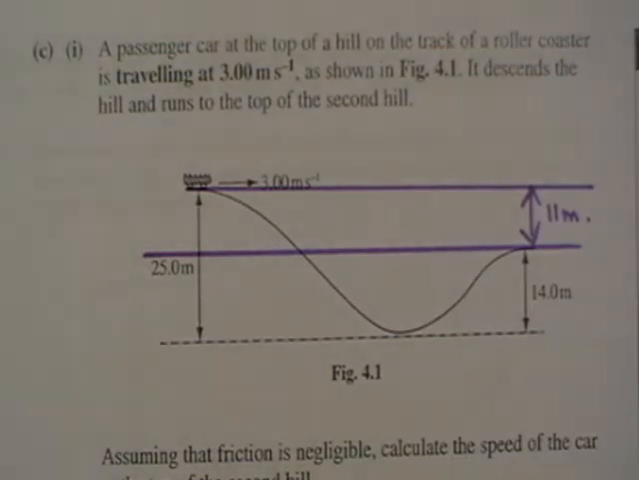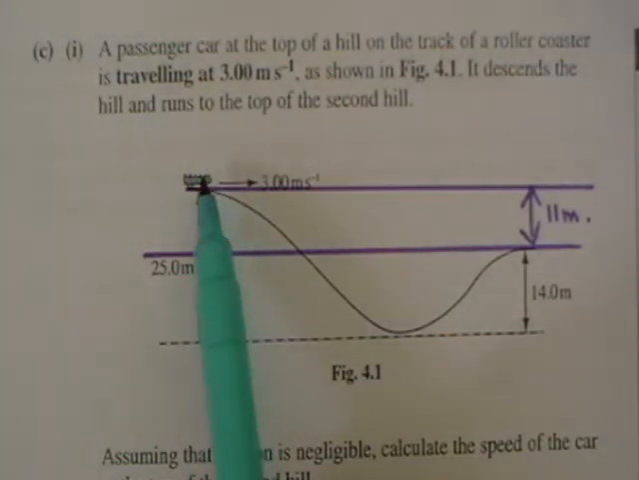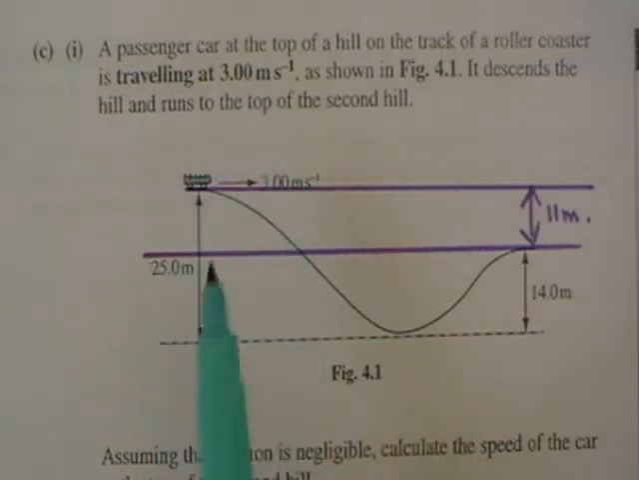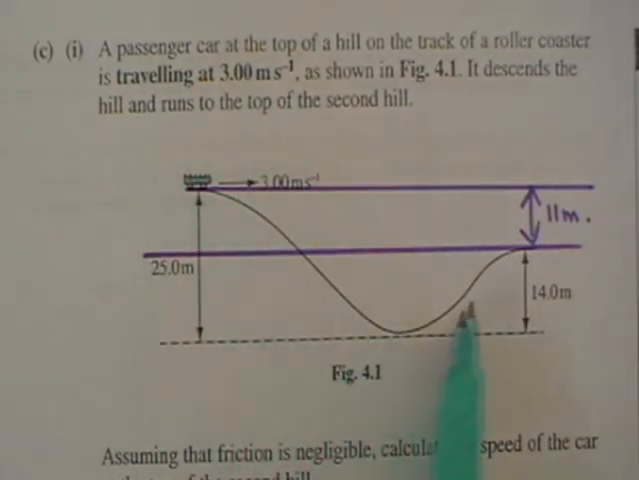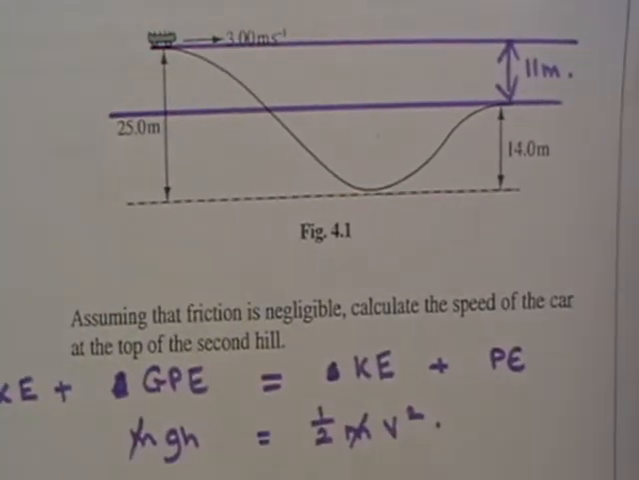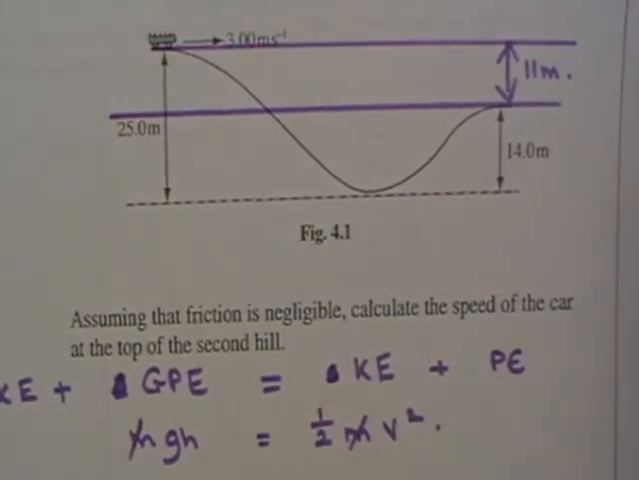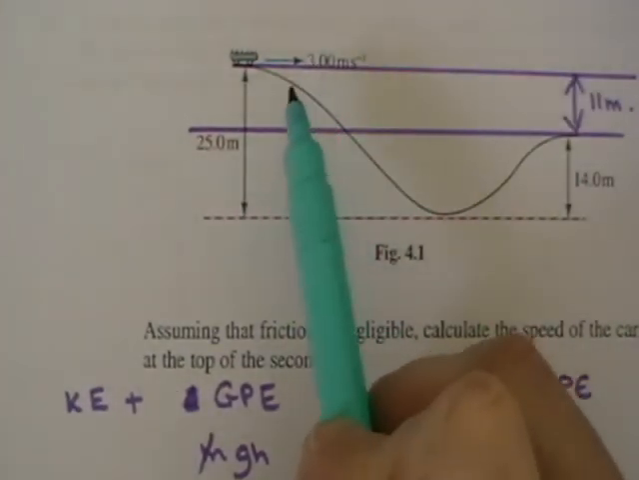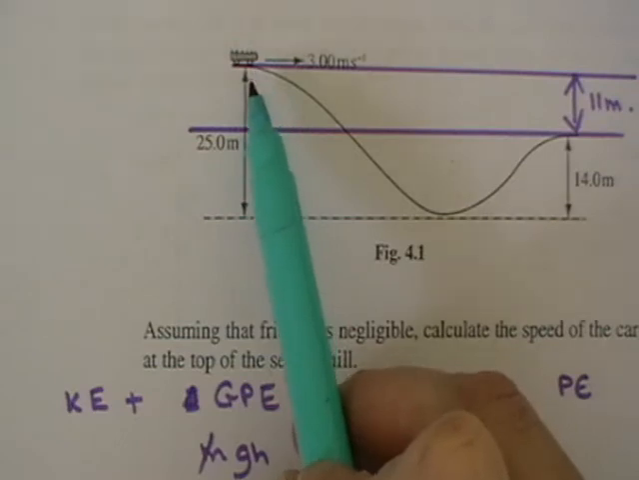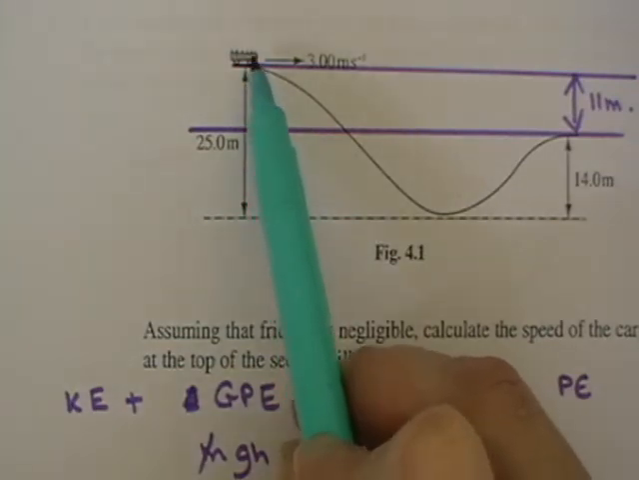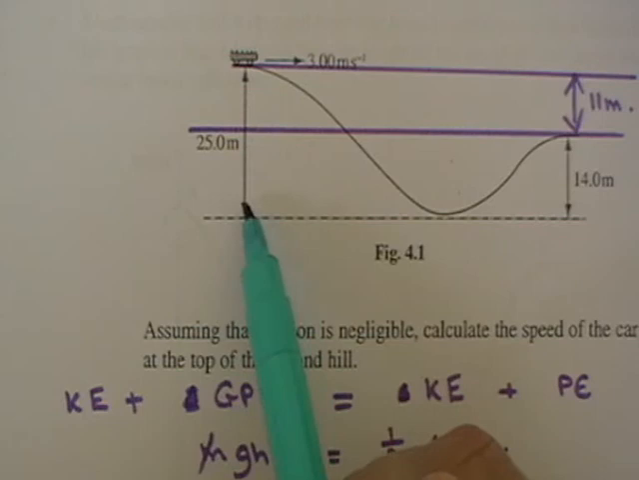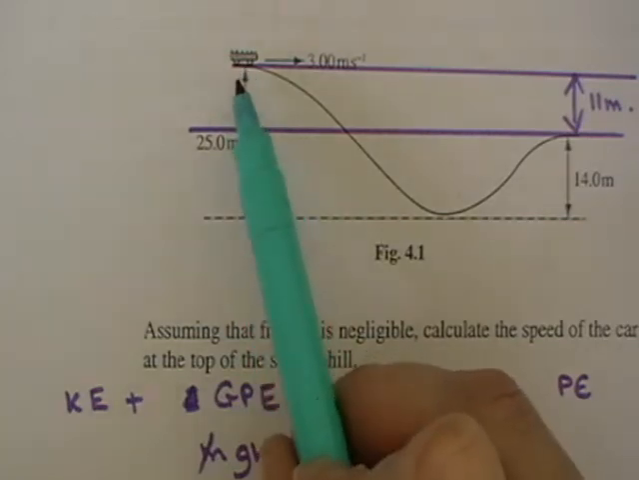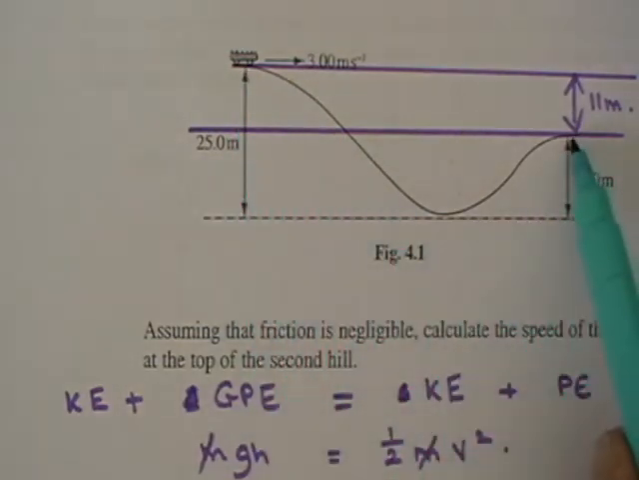This is part C. A passenger car at the top of a hill on the track of a roller coaster is travelling at a constant speed of 3 meters per second. It descends a hill and runs to the top of the second hill. Assuming that friction is negligible, calculate the speed of the car at the top of the second hill. Now, because it's got a constant speed at the top of this hill, we have to take account of its kinetic energy and its gravitational potential energy at the top of this hill. And so we're going to say that's equal to its potential energy plus its kinetic energy at the top of the second hill.